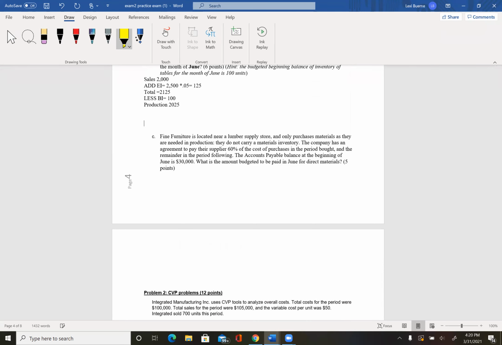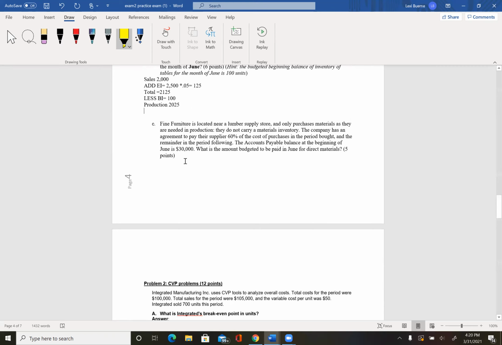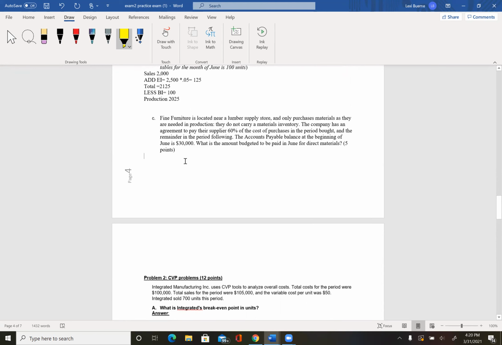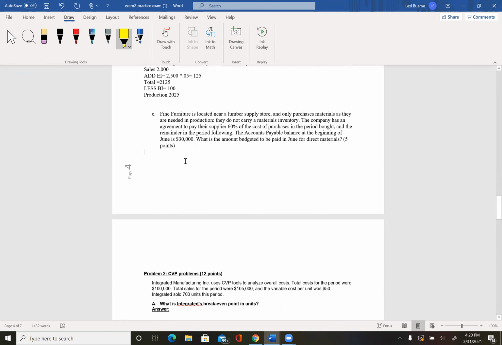And then for C, it's saying Fine Furniture is located near a lumber supply store and only purchases materials as they are needed in production. They do not carry materials inventory. The company agreed to pay 60% of the cost in the period bought and the remainder in the period following. The accounts payable balance at the beginning is 30,000. What is the amount budgeted to be paid in June for direct materials?